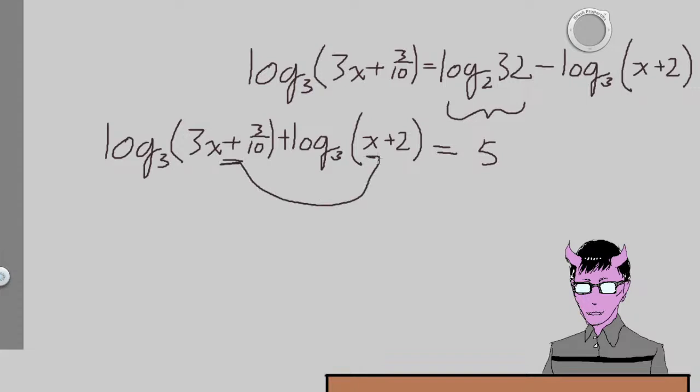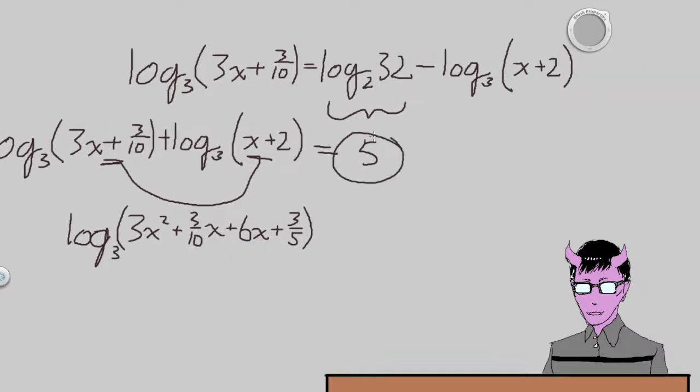So just multiply the two arguments together. So use your favorite distributive property. We're going to get 3x squared. This is kind of awkward though. So plus, unfortunately it's a fraction, so we have 3/10 x plus 6x. And then lastly those two, plus 3/5. So all of that is inside the argument for the log base 3 function. Copy paste the right hand side, which is just a 5. Okay, there we go.